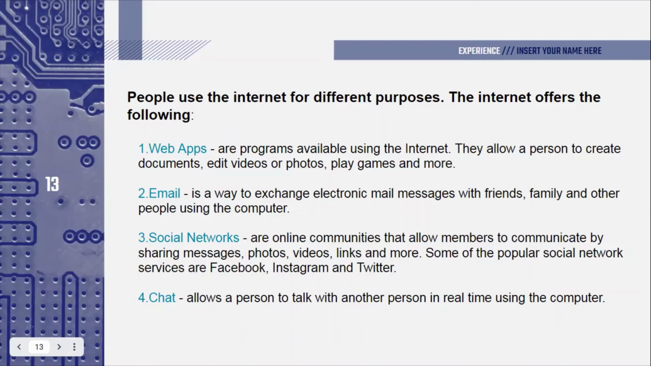Number two, email. Email is a way to exchange electronic mail messages with friends, family, and other people using a computer. We also have social networks. Social networks are online communities that allow members to communicate by sharing messages, photos, videos, links, and more. Some of the popular social network services are Facebook, Instagram, and Twitter. So we call them social network or social media.